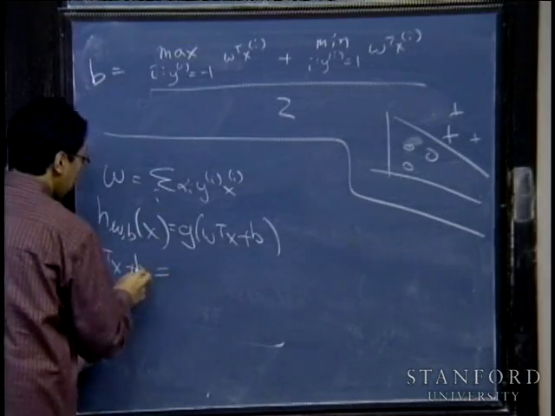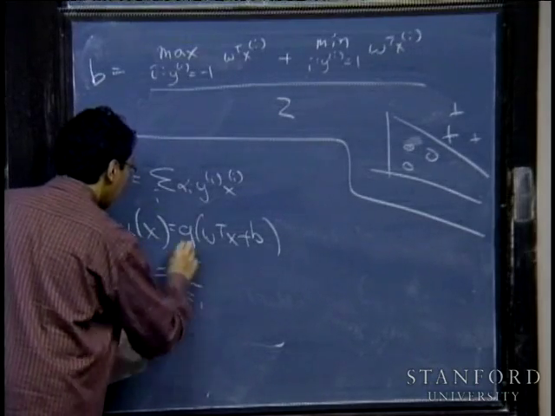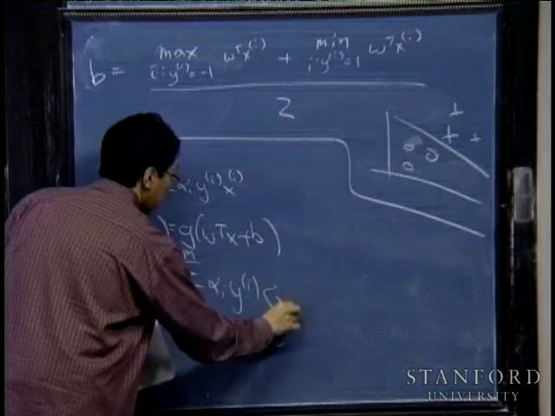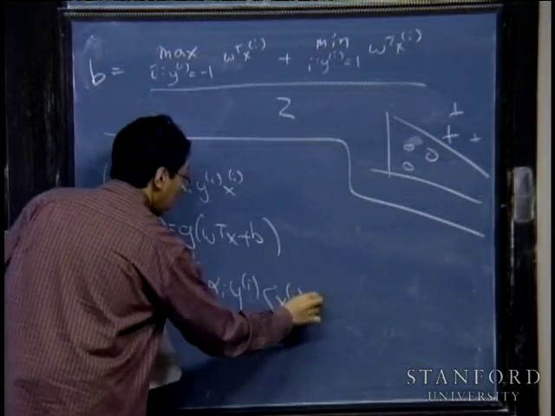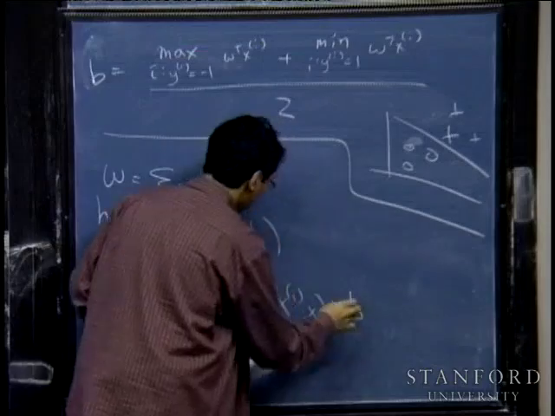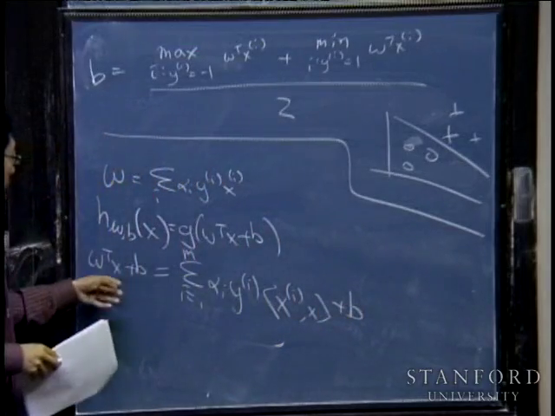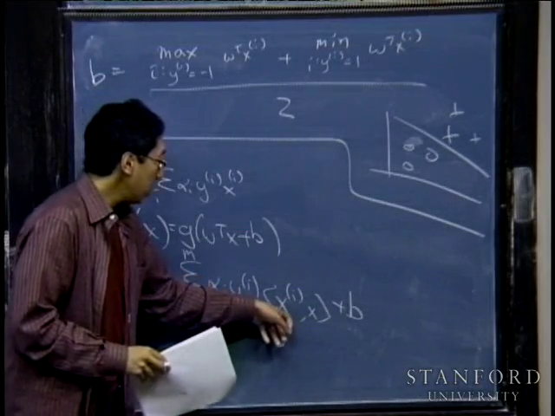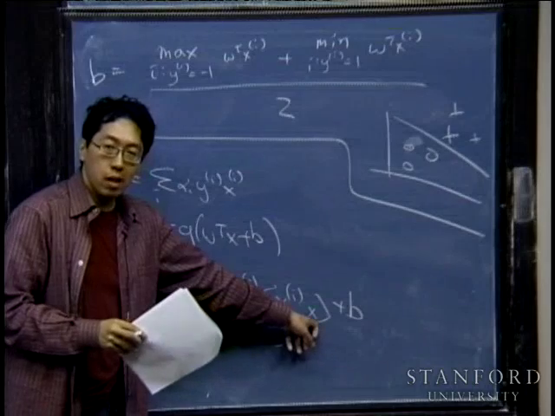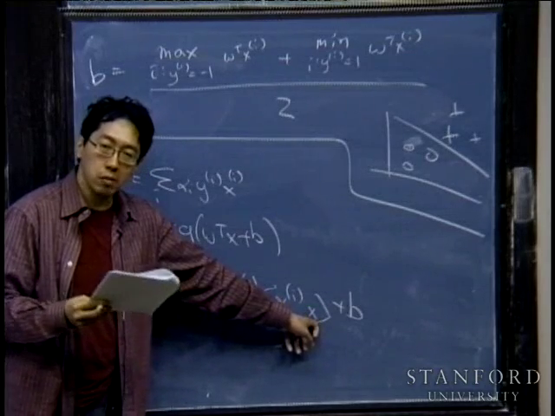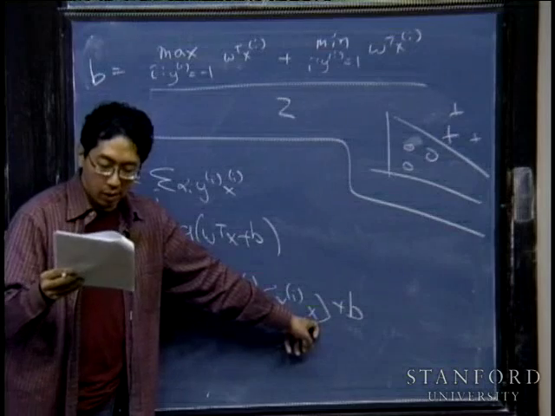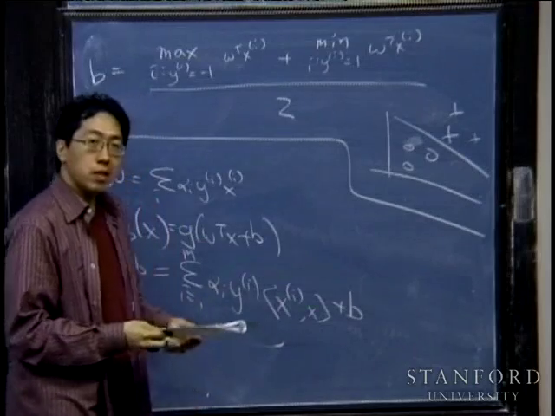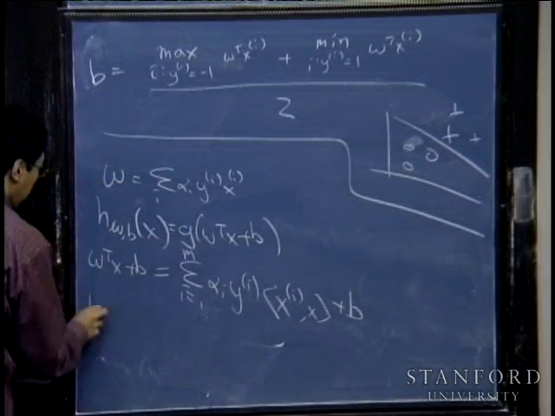And that is equal to the sum of alpha i, y i, times inner products. That can be expressed as a sum of inner products between your training examples and this new value of X that you're trying to evaluate the algorithm on. And this will lead into our next lecture, which is the idea of kernels.